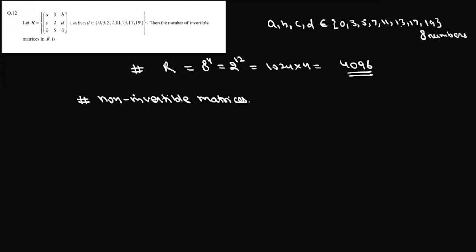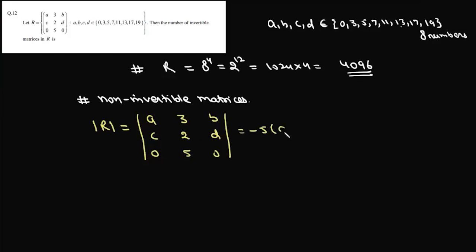And for that we need to find the determinant of R. Determinant of R will be A, 3, B, C, 2, D, and 0, 5, 0, and there will be minus 5 times (AD minus BC). Now it will be non-invertible if AD minus BC is 0. So we have to find how many cases are possible in which AD is equal to BC.